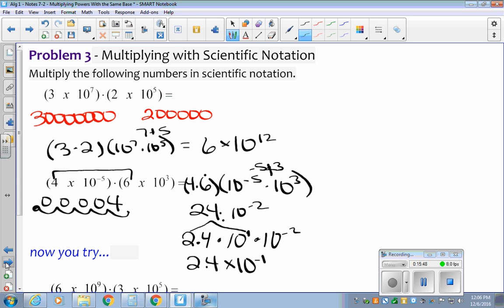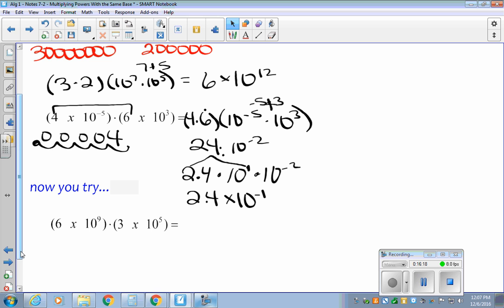But scientific notation says I can't have this 24. It has to be 2.4. So I put an extra 10 on there. Because what's 2.4 times 10? Yes, it's 24. So I just replaced it with its equivalent. One thing to think about as you're doing these problems, if you're negative, you're moving left. So negative 2 means my decimal place moves left 2. When it's positive, that's how many you move right.